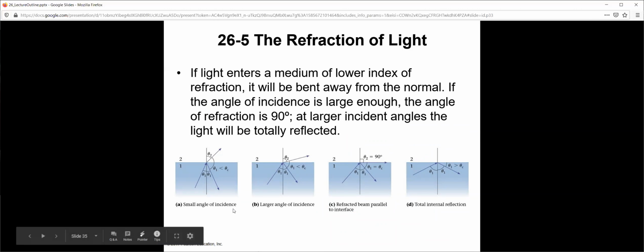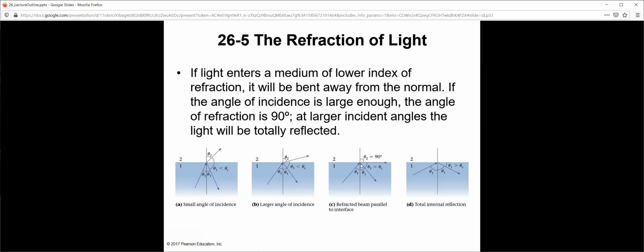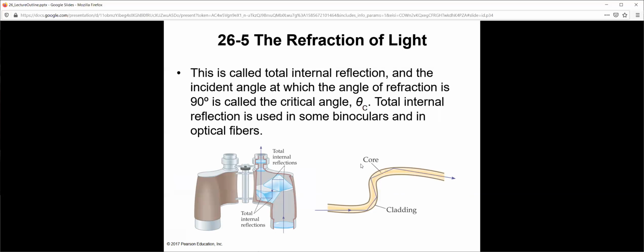Notice as we go from A down to D, eventually we achieve total reflection, where at C you have some refracted beam that is parallel to the interface of these two mediums. And this all ties into Snell's law, angle of refraction, things like that. It's just playing with the math. If you do get that total reflection, we call it total internal reflection. And the incident angle at which the angle of refraction is 90 degrees is called the critical angle.